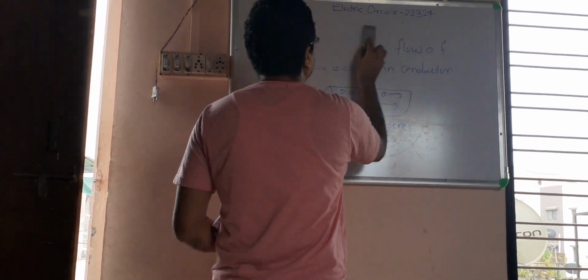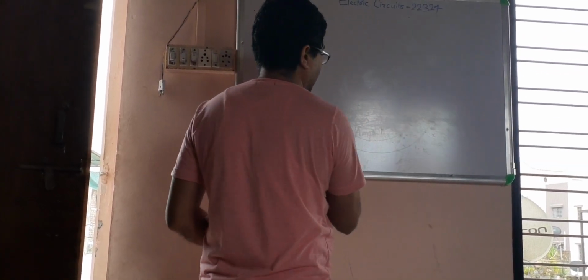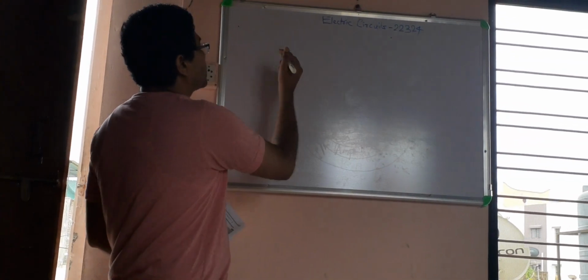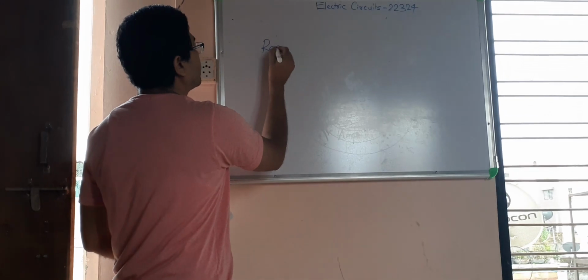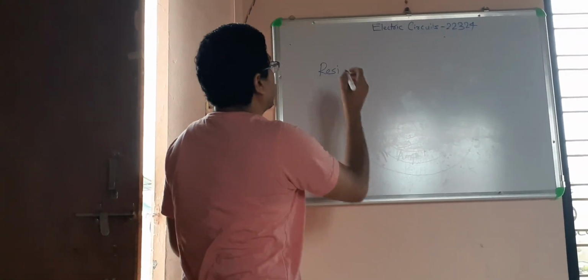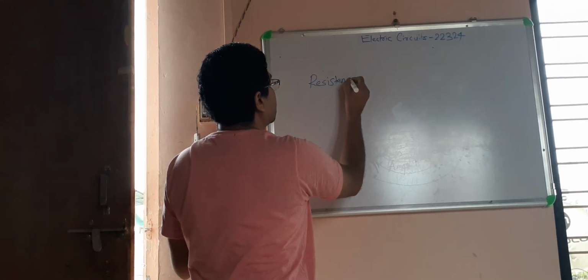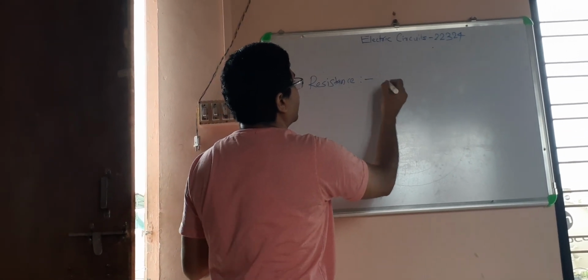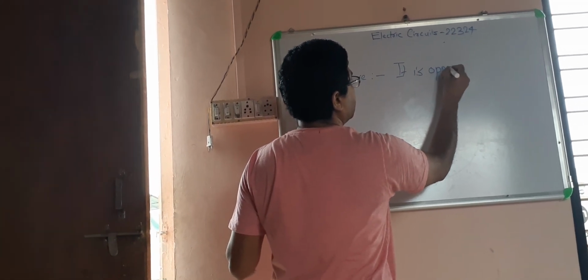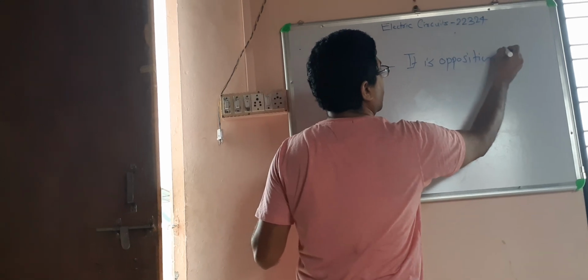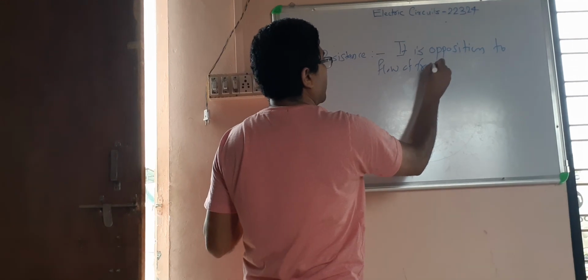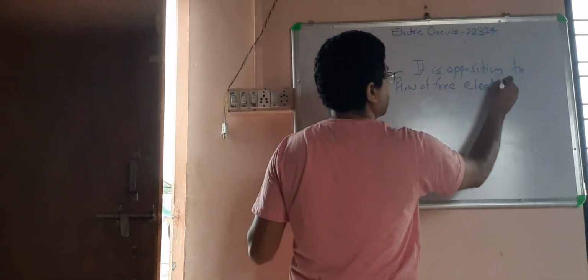Now we have seen voltage, current, and now resistance. Resistance is the opposition to the flow of electrons. Resistance is defined as the opposition to the flow of free electrons.